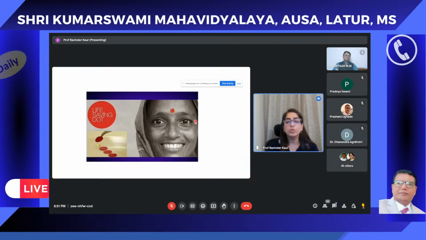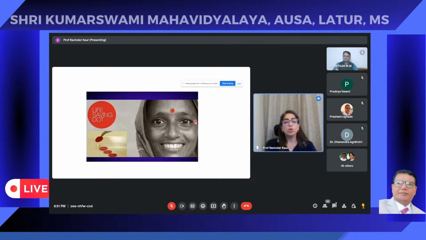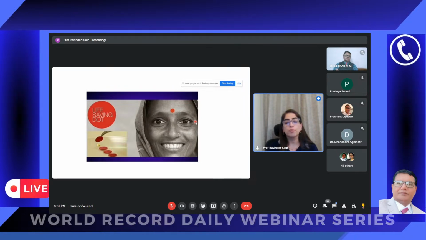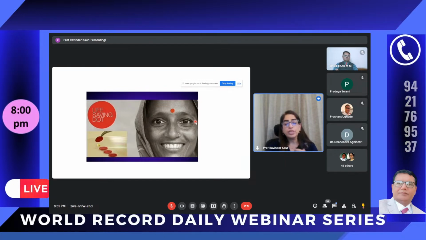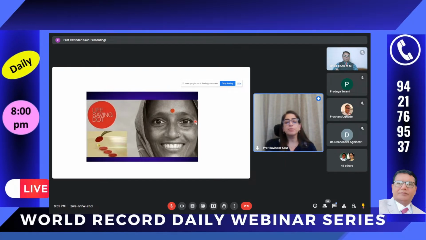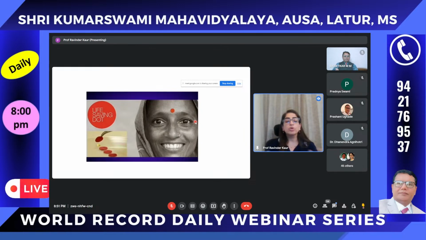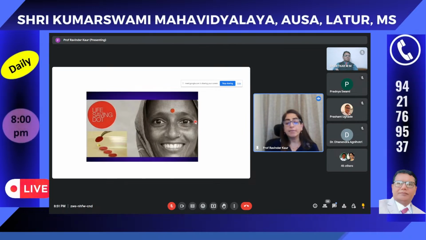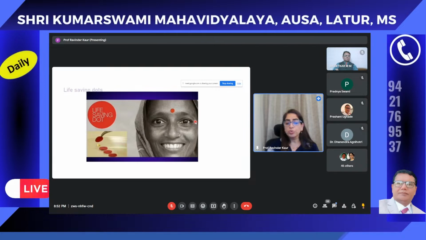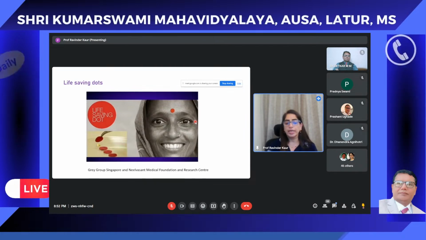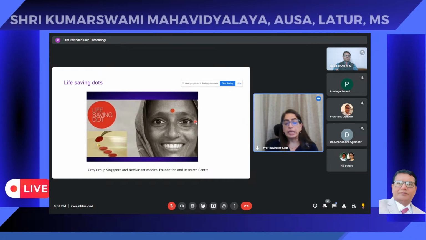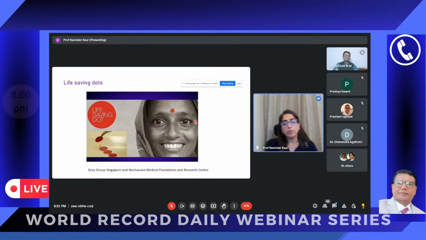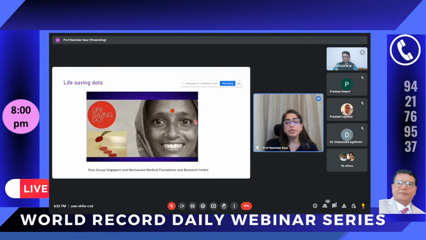They would not like to take English medicines, because they believed English medicines are going to give you more complexity. Even if they agreed to take the supplements, they would forget to take them, because throughout the day they would be in the fields working hard. They would not have the time, or would not remember to take this supplement. So a design team from Singapore, the Grey Group, which is a philanthropist group, and hats off to the Neil Basant Medical Foundation and Research Center, came up with this bindi.